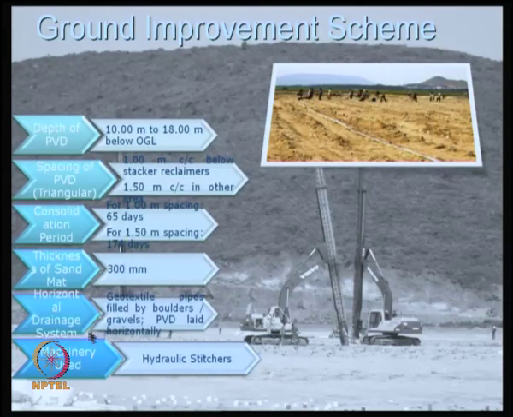Then a horizontal drainage system, geotextile pipes filled with boulders. As I showed you in the previous slide, one can have geotextile pipes filled with boulders or gravels. Some PVDs can be laid horizontally, as I just showed you in the previous slides, and machinery was used such as hydraulic stitchers. So, you can see here it is all done horizontally also. This is some example.